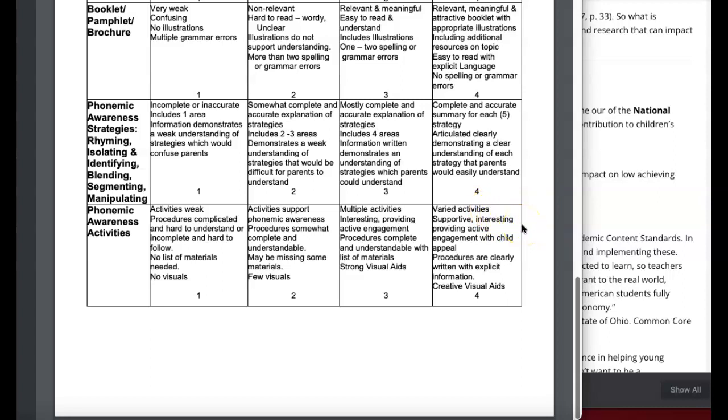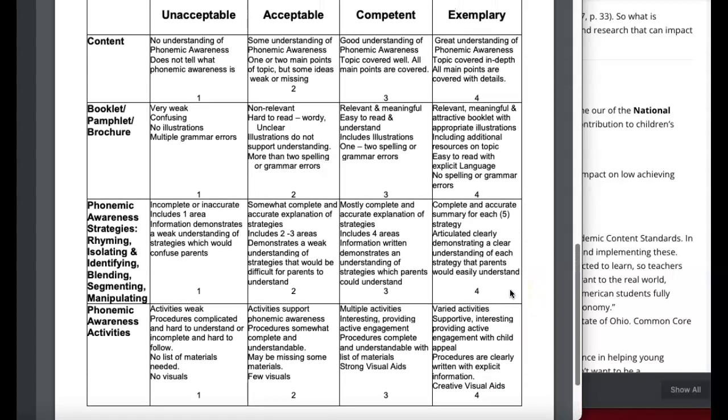Do the activities provide an active engagement with an appeal for children? Are the procedures for the activities clearly written with explicit information? And have you used creative visual aids? If you have any questions about this, please ask me.